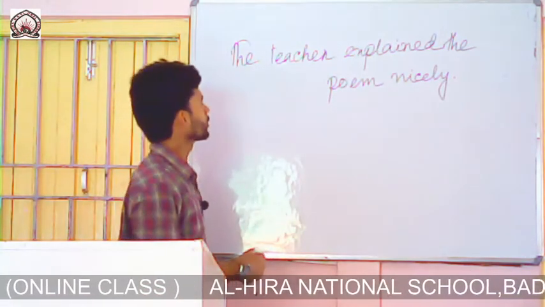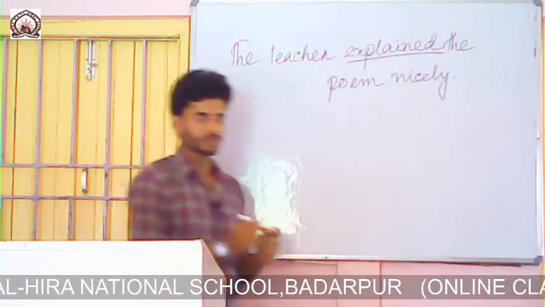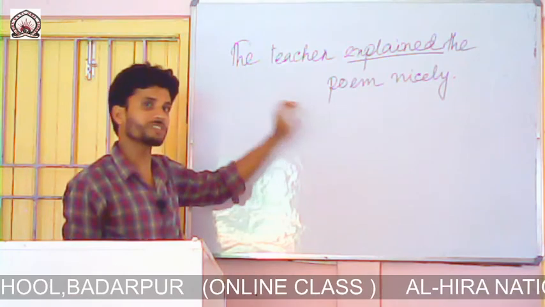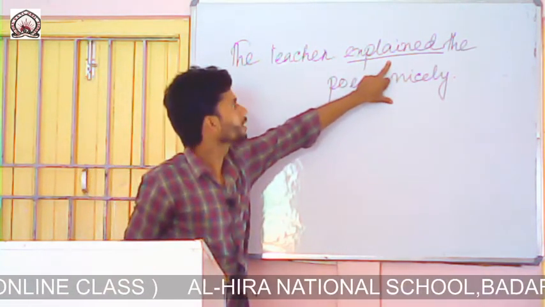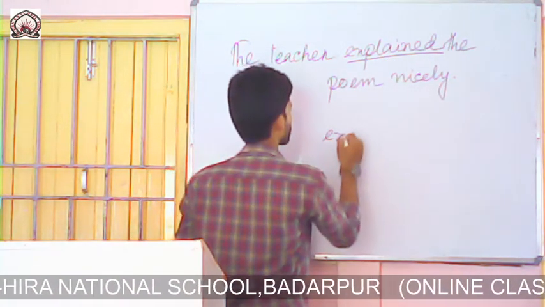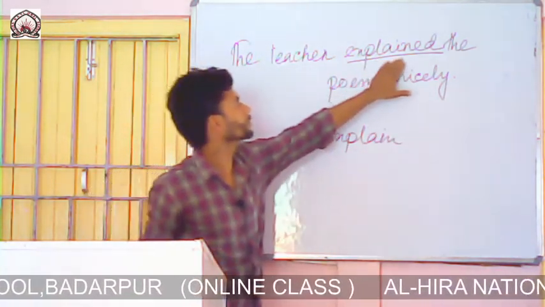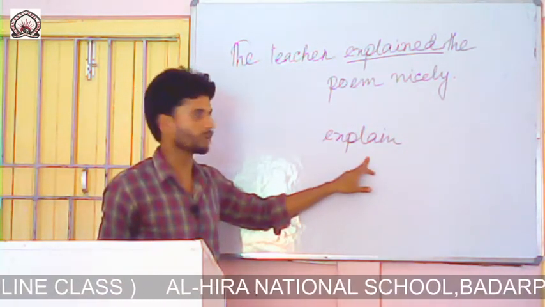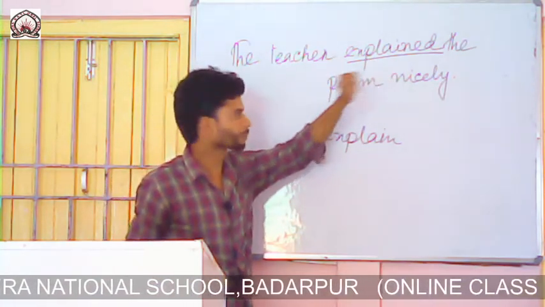This sentence is in past tense. Here you see the verb. The verb is in past tense. In the earlier case, the sentence was in present tense. Here the sentence is in past tense. Looking at this verb, we can easily understand that it has come from explain. Explained has come from explain. This is the root word, the main word. It is the main form or the present form, and explained is the past form.